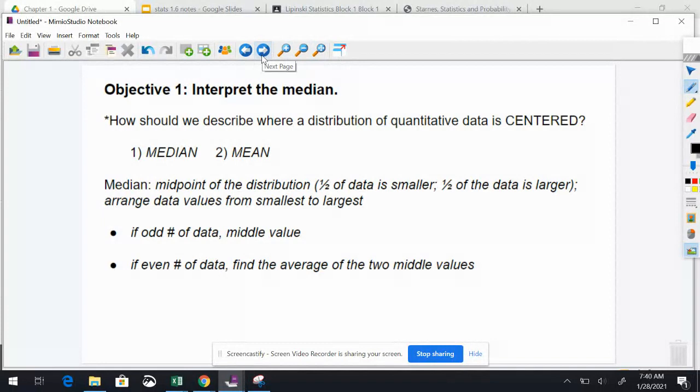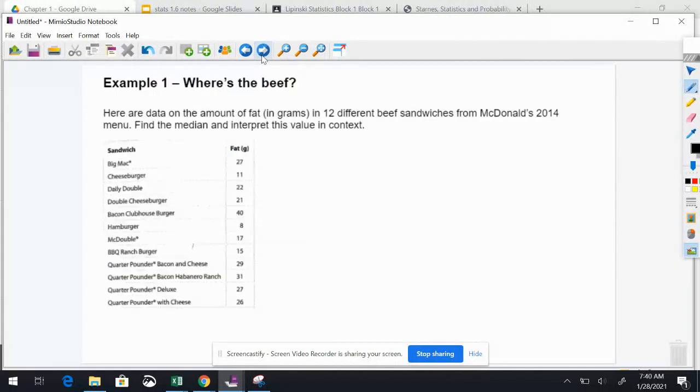So we're going to take a look at an example here, and we're going to find the median. Here's the data on the amount of fat in grams in 12 different beef sandwiches from McDonald's 2014's menu. I want you to find the median. So we're just going to focus on the median for this problem. If we were to do this by hand, we would put these in order, smallest to largest. So we would go 8, and then we would put 11, then we would circle them. But we're not going to do that.